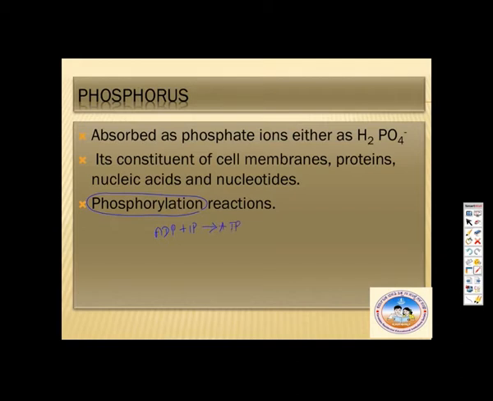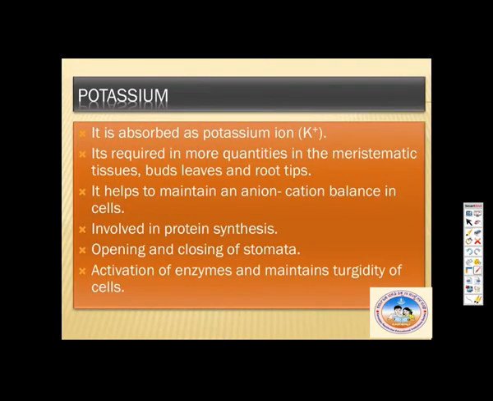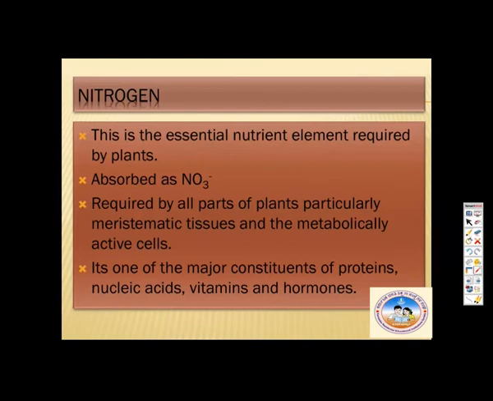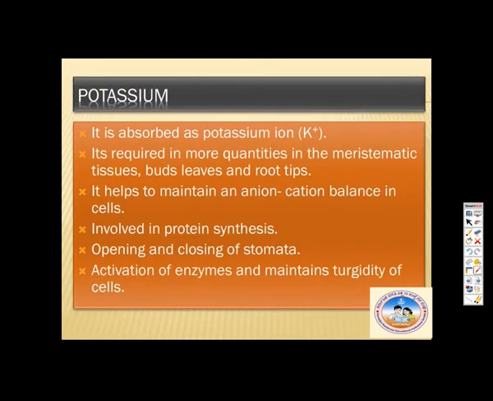Moving ahead, the next one is potassium. Which was the first one you learned? It was none other than nitrogen. Afterwards, what was it? Phosphorus. After phosphorus, potassium. Now coming to potassium, it is absorbed in the form of the potassium ion, that is K plus. It is required in larger quantities in meristematic tissues, buds, leaves, and root tips. Now remember, meristematic activity was also mentioned for nitrogen. Of course, nitrogen also helps, but potassium also helps.